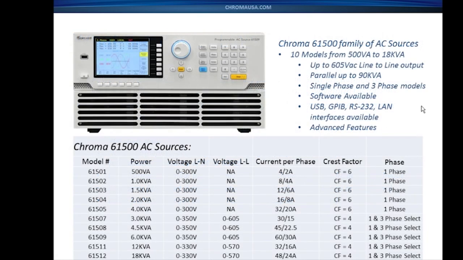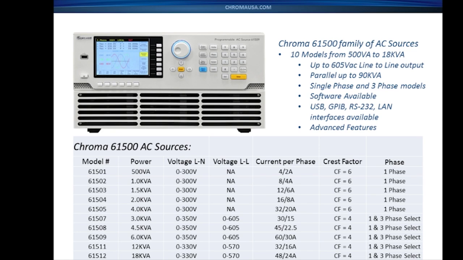Chroma offers a line of AC sources. It's our 61500 family. We have 10 different models available, ranging from 500 VA all the way up to 18 kVA. You can parallel these all the way up to 90 kVA as needed. They come in single phase and three-phase output versions. We have software available that will make it easy for you to create these power line disturbances.